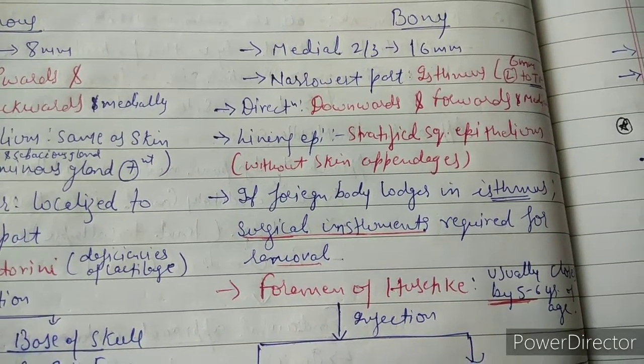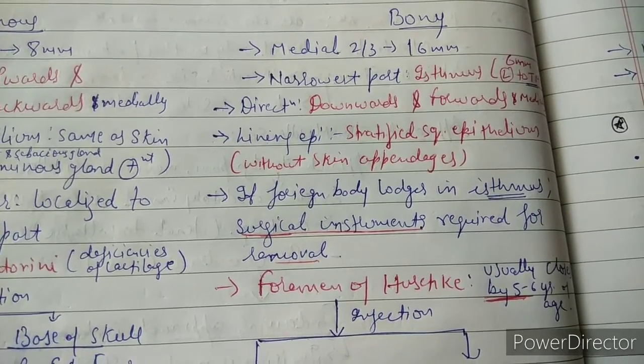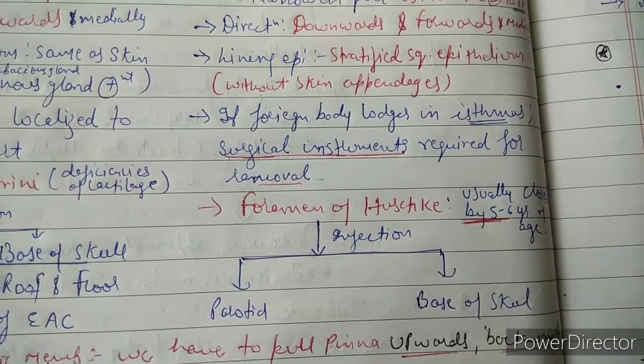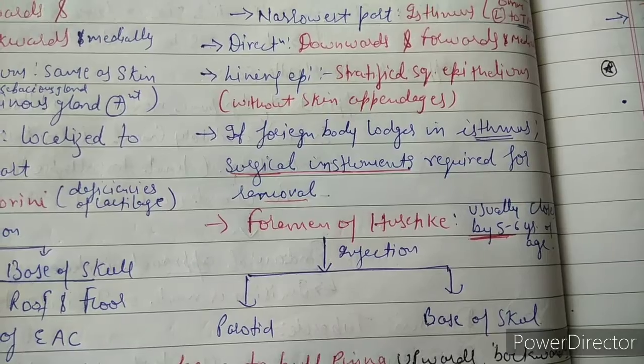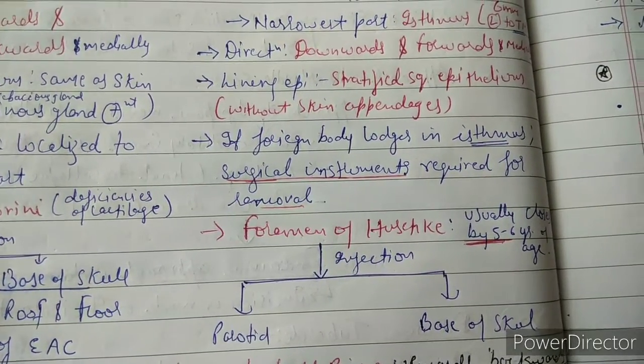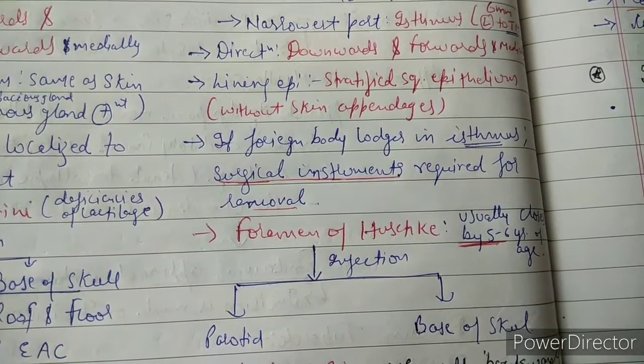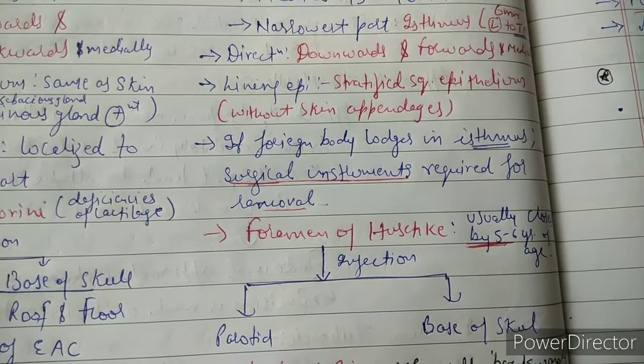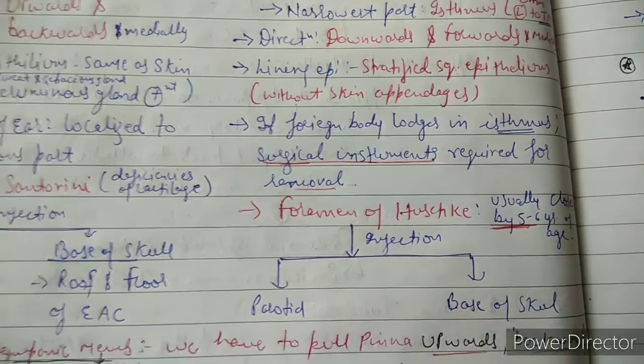If a foreign body lodges in the isthmus, surgical instruments are required for removal. Now we have a deficiency here, the foramen of Huschke. It can also lead to infection in both the parotid and the base of skull. Usually it closes by 5 to 6 years of age, so it is of not much importance.